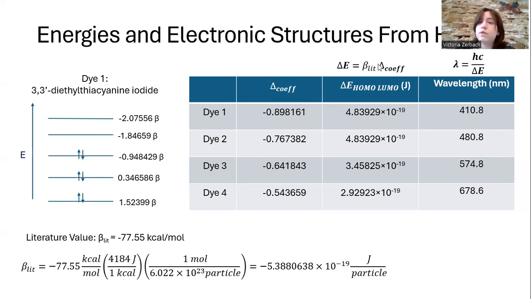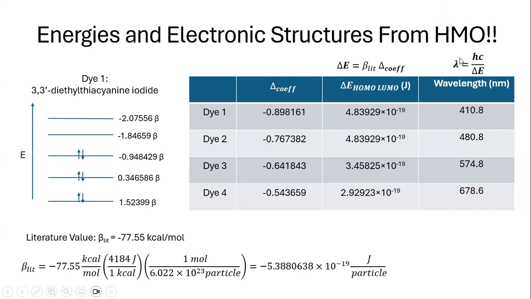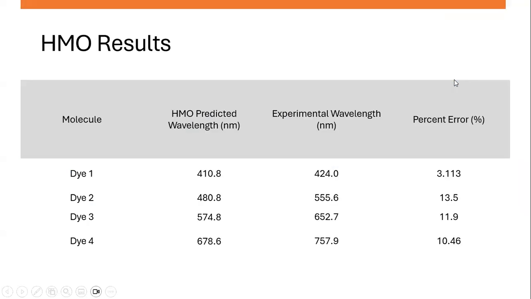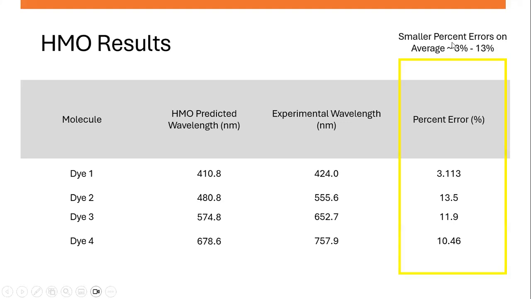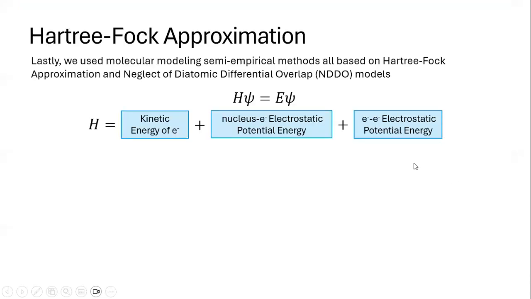And thus we are able to convert this value of beta into wavelength with this equation here. We are able to convert delta coefficient into energy from this equation here, and then convert energy to wavelength from this equation here, and get these values of wavelength to compare our HMO predicted wavelengths to the experimental wavelengths, and get percent error. The percent errors here are smaller than that of particle in the box in general, but are better for these shorter dyes than the longer ones.